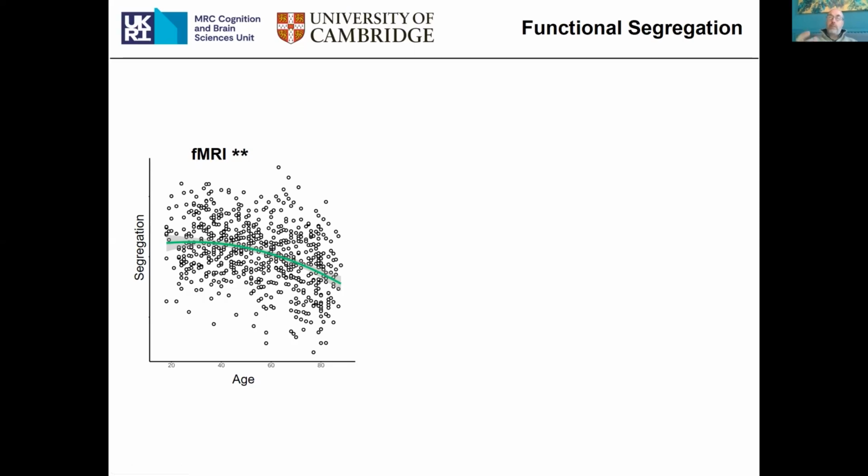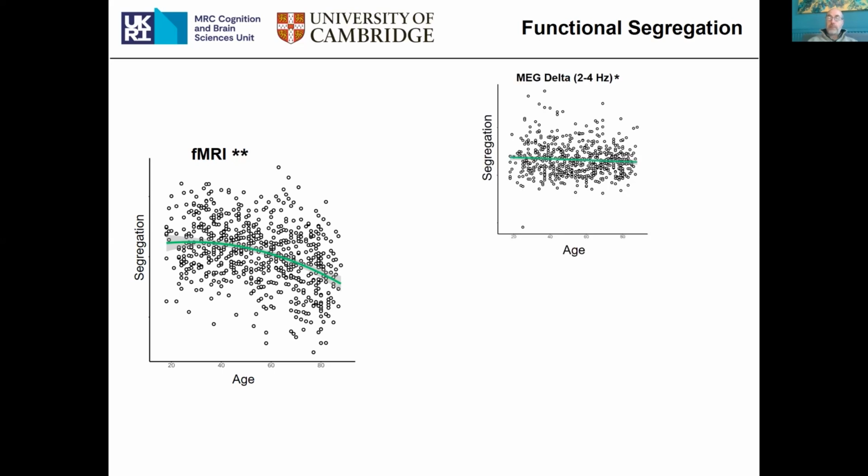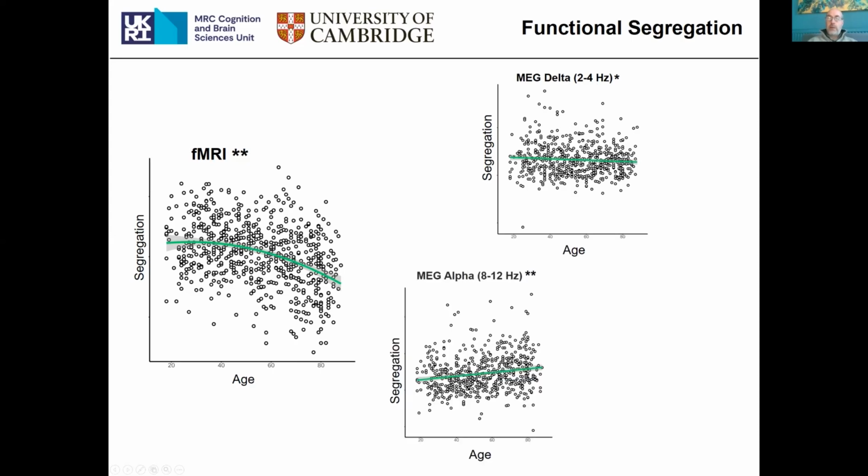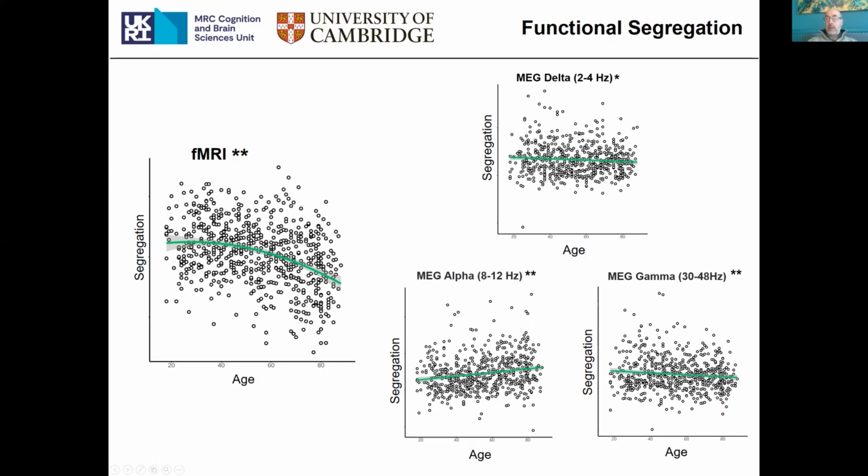But with MEG, we have the potential to look at multiple different frequency bands. If you look at the prominent delta rhythm, which is 2 to 4 hertz, that showed a very modest decline with age, consistent with fMRI. Whereas if we look at the alpha rhythm, which is very prominent when you're resting, 8 to 12 hertz, this actually showed increased segregation with age. And then again, at the higher gamma, or at least low gamma, 30 to 48 hertz, we're now seeing a decrease again. So MEG is revealing a much more complex picture.